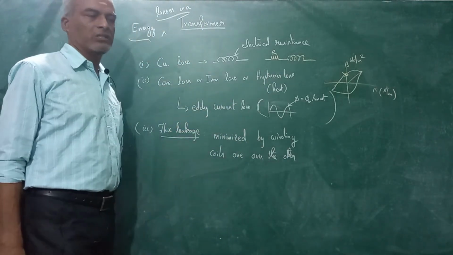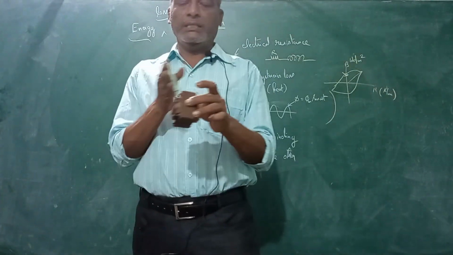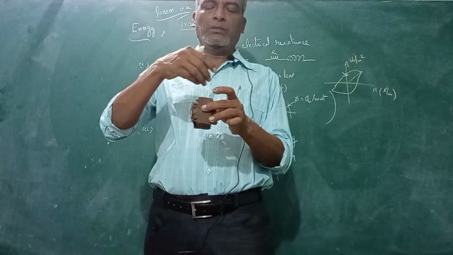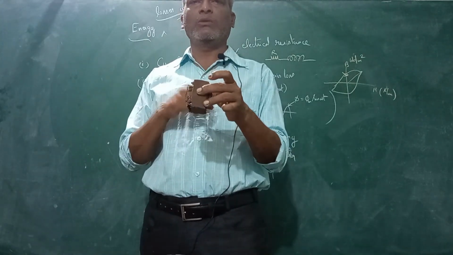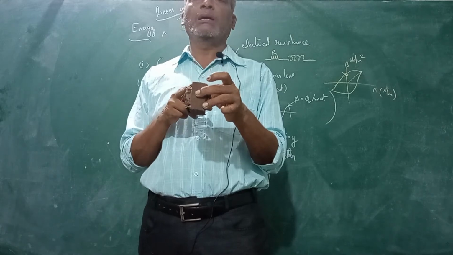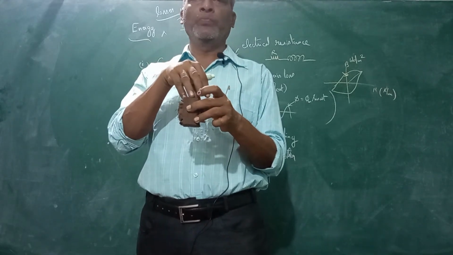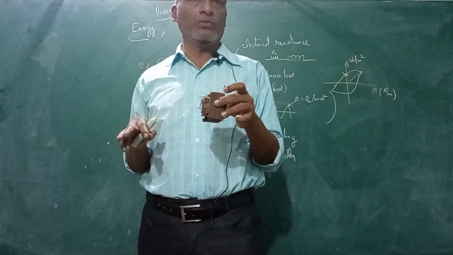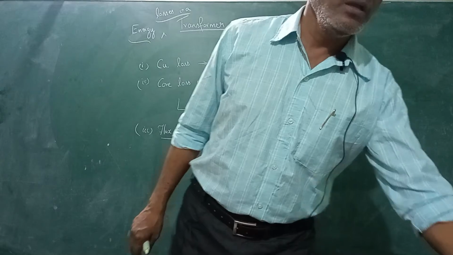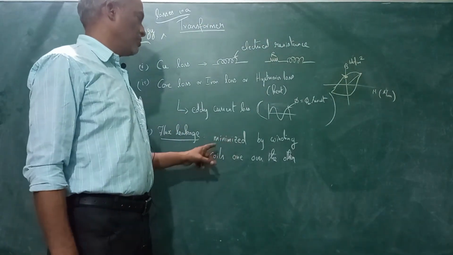Now the flux leakage loss. Flux leakage loss means if you have the primary on one side and the secondary on the other side, the flux gets coupled here also and it goes in all directions. So what will happen? The flux linked with the secondary is low. So there is some wastage of energy all around. So that is called flux leakage loss. But how does it have to be minimized?